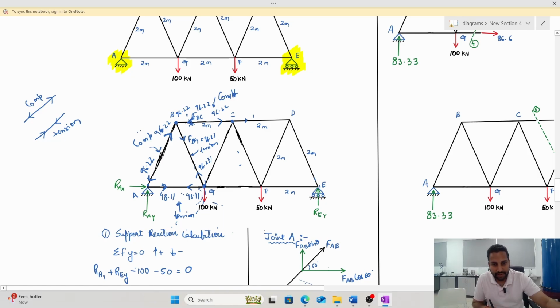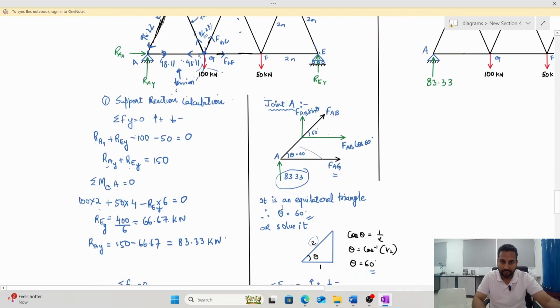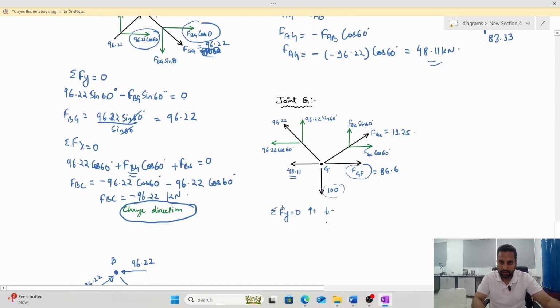At joint G, there is a 100 kilonewton force going down. There is a force of 96.22 going up. There is a force of 48.11 going towards left. And then there is a force of this member, force FGC, and a force FGF. Now initially I will assume they are going away. So I will take this point and draw this here. I have already drawn this.